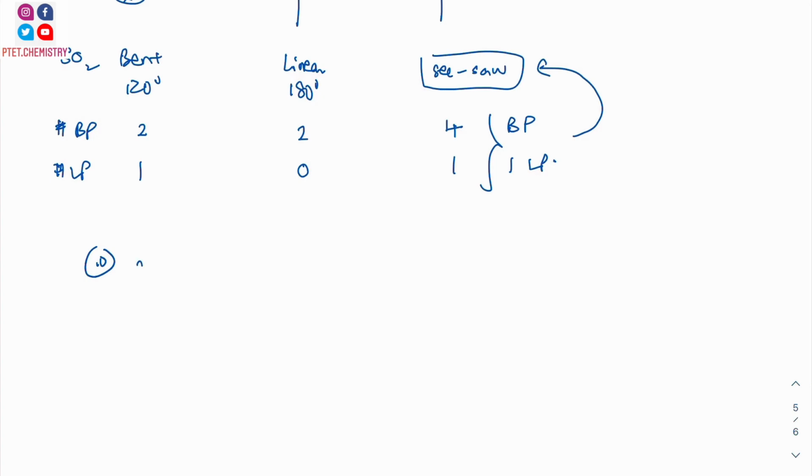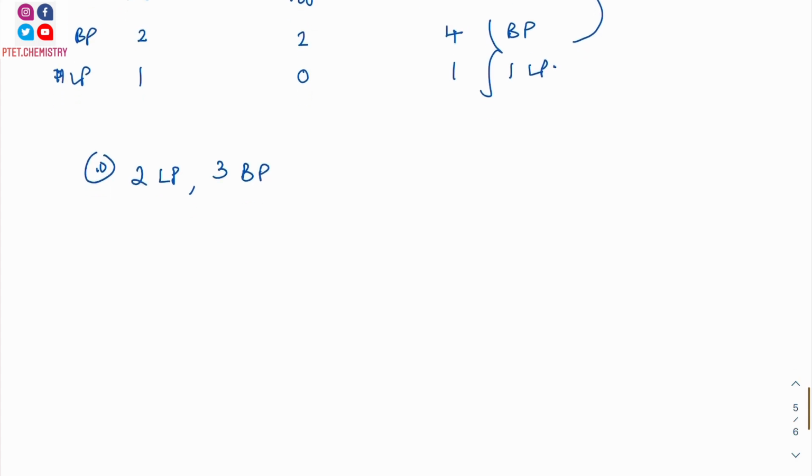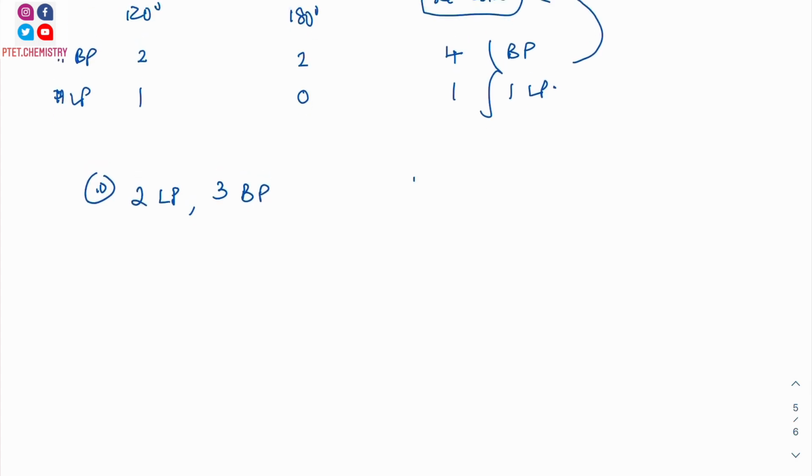Something which is more complicated will be this 2 lone pair, 3 bond pair. Okay, this is going to look like this. No, it's not going to look like that. It's going to look like this, okay? It's what we call the T-shape geometry. I hope you can see the T-shape. Where is the lone pair then? Well, the lone pair is there and there.